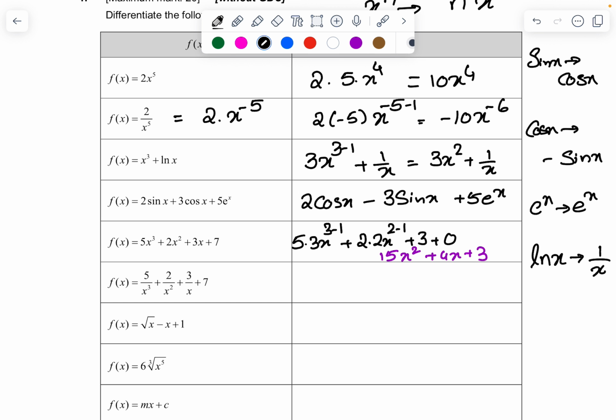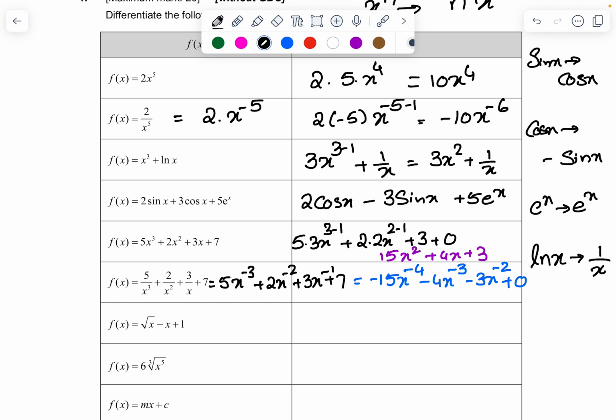Now first I need to write it out in standard form. 5x to the power of negative 3, 2x to the power of negative 2, 3x to the power of negative 1 plus 7. Now I need to find the derivative of this. It becomes minus 15x to the power of negative 3 minus 1, which is negative 4, minus 4x to the power of negative 2 minus 1, which is negative 3, minus 3x to the power of negative 1 minus 1, which is negative 2, plus 0.